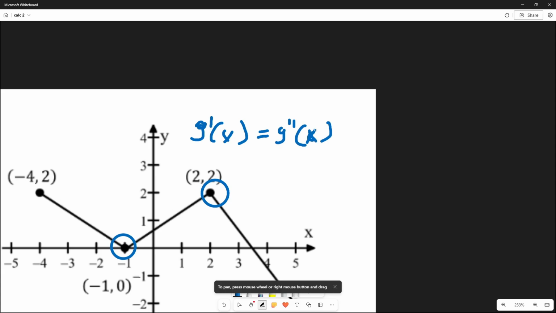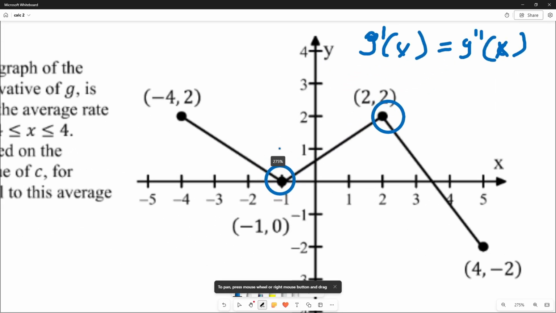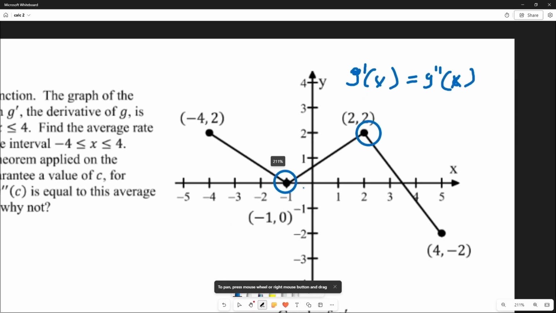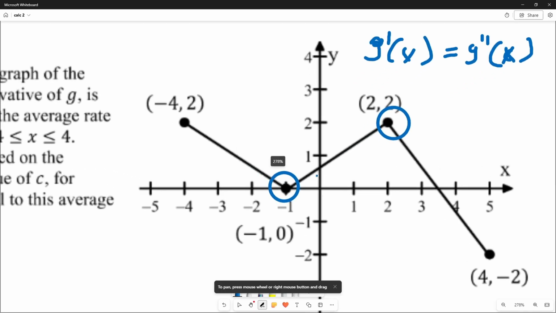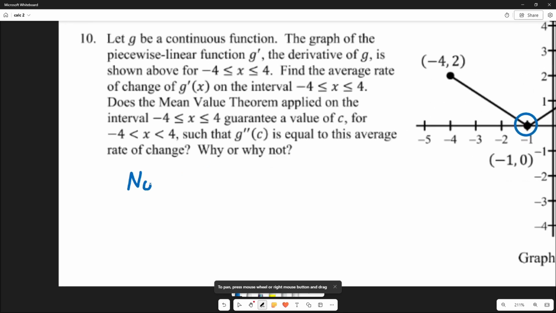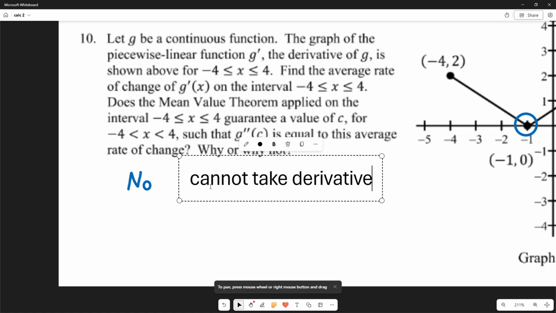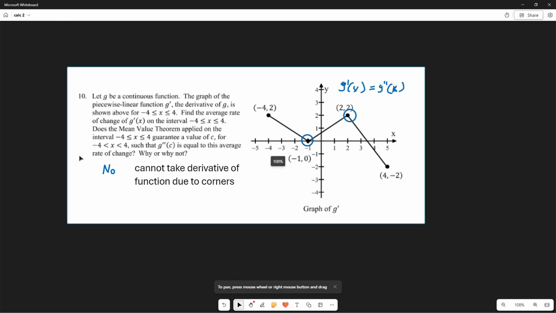of that value. So in this case, if you remember from previous unit 2 I think, you know that you can't take the derivative of a graph when there's like a corner. So you'd have to say no for this. No, because you cannot take the derivative of a function due to corners, and that's it.